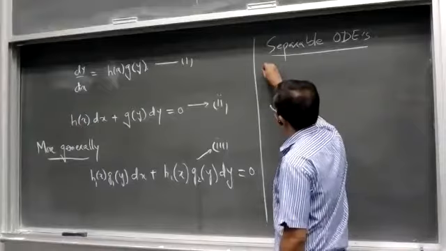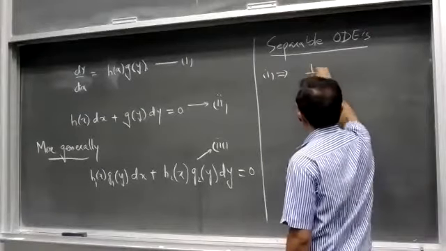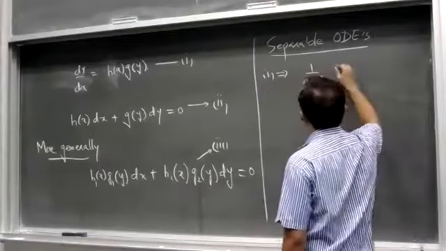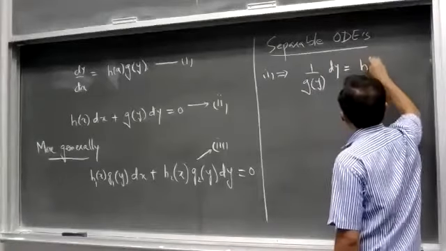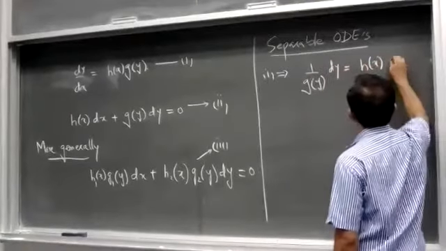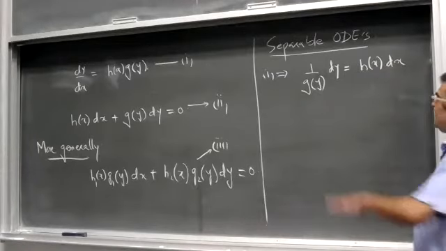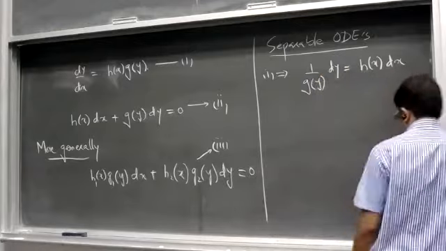If we consider 1, from 1, we can say that we divide the g(y) on the other side, and we keep this dy here, and we have h(x) here. We bring the x on the other side. Now, you can see that we have separated the variables y and x. Okay.